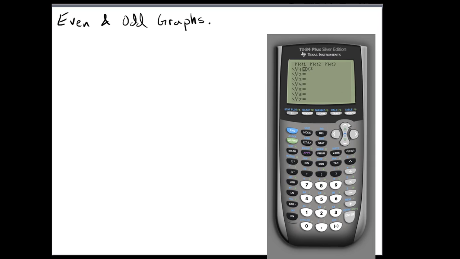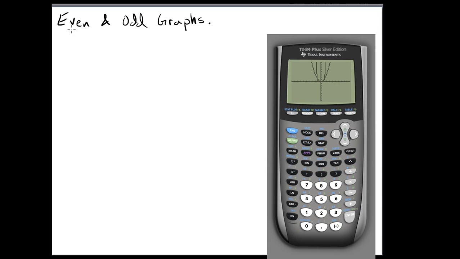Okay, let's try another even function. Let's try x to the 6th minus x to the 4th. That's even. It's all even powers. It's going to be even. Let's graph it, see what happens. Yeah, look at that. Symmetric about the line x equals 0.